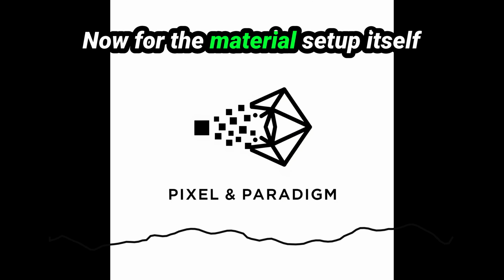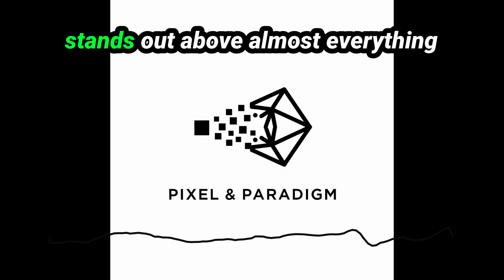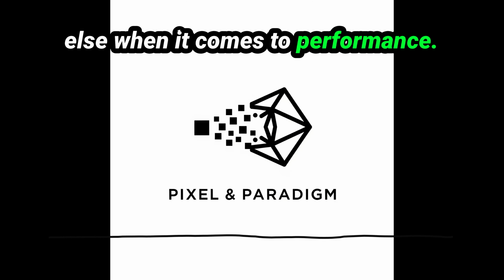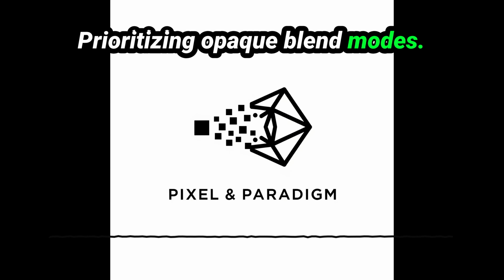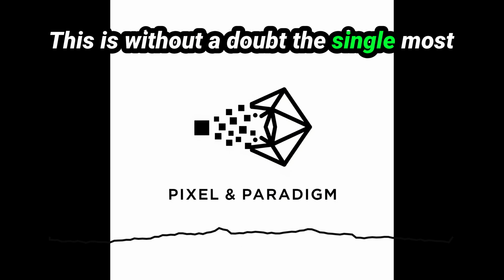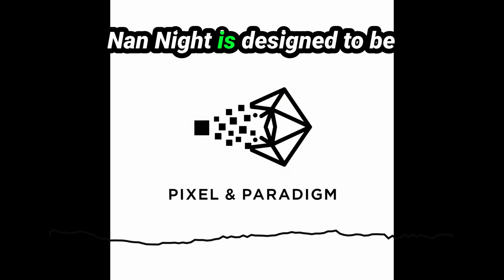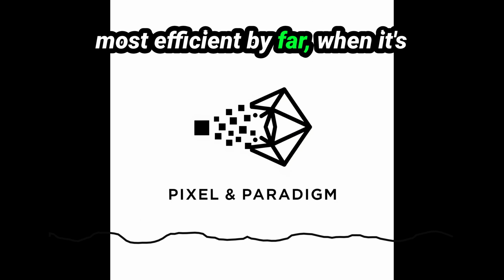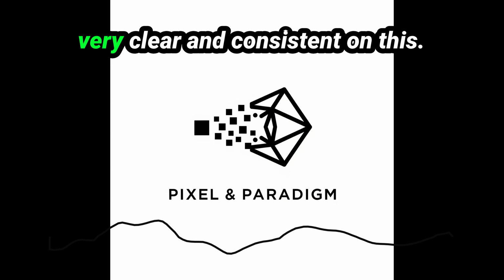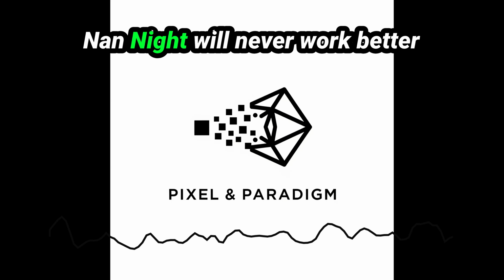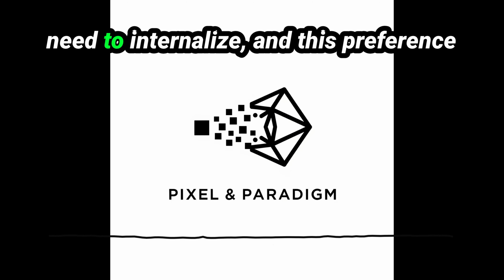Okay, now for the material setup itself in Unreal Engine. There's one core principle for Nanite foliage that stands out above almost everything else when it comes to performance. Okay, hit me with it. What's the number one rule? Prioritizing opaque blend modes. This is, without a doubt, the single most significant material consideration for Nanite foliage performance. Nanite is designed to be most efficient by far when it's rendering solid, opaque surfaces. The guidance from Epic Games is very clear and consistent on this. Nanite will never work better than with opaque shaders. That's pretty much a core tenet you need to internalize.